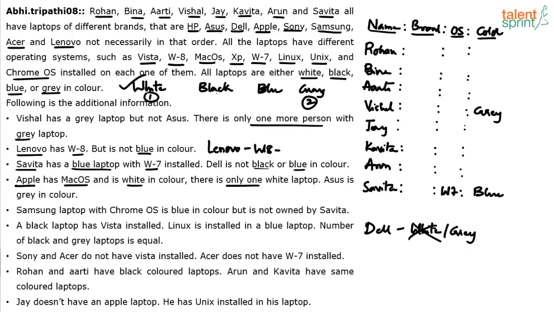The other point which is given here is Asus is gray in color. Asus also is gray in color. So let's make a note of that as well, right? Asus is gray in color. So now we know the two laptops which are gray in color. Yes or no? There are only two laptops which are supposed to be gray. We have earlier figured out Dell is gray, and now also we know that Asus is gray in color.